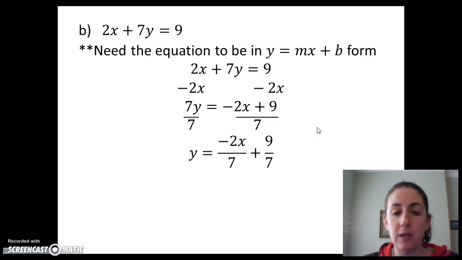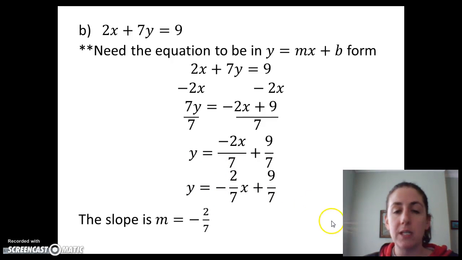Negative 2 over 7 does not reduce. Neither does 9 over 7. So the equation of this line is y equals negative 2 sevenths x plus 9 sevenths. So now that this is in y equals mx plus b form, the slope is the number in front of x, and we see that the slope of this line is negative 2 sevenths.